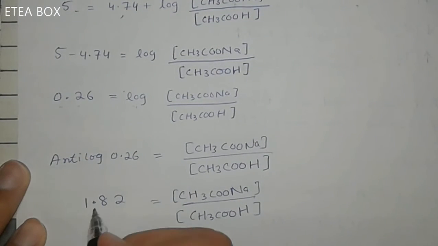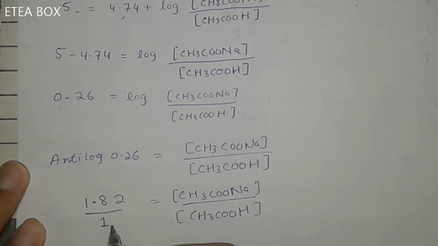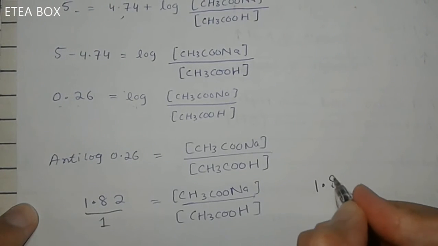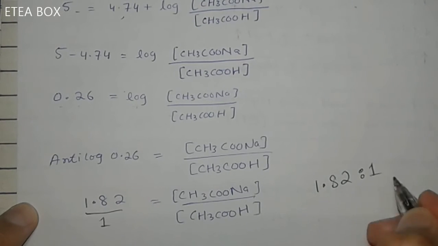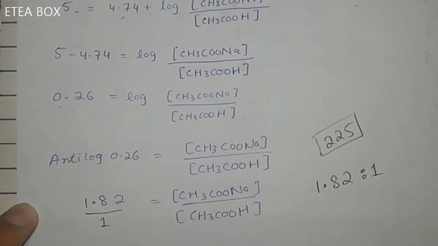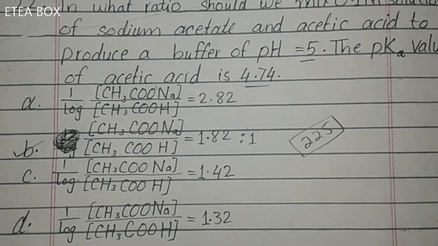Now 1.82 divided by 1, I can also write it like this. So the ratio will be 1.82 to 1. This is present in your book on page 225. You can also learn it from here. So here the answer is option B, 1.82 to 1.